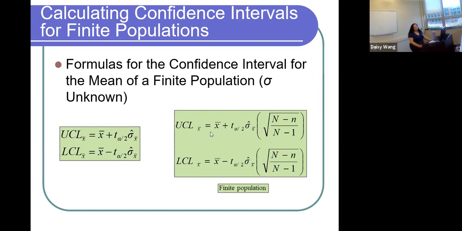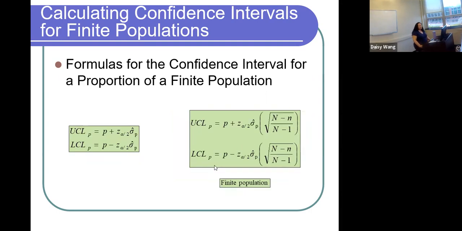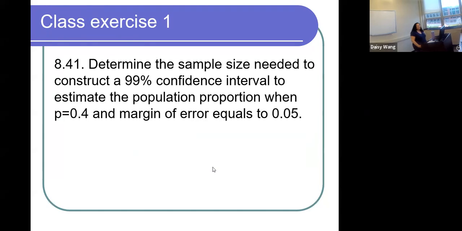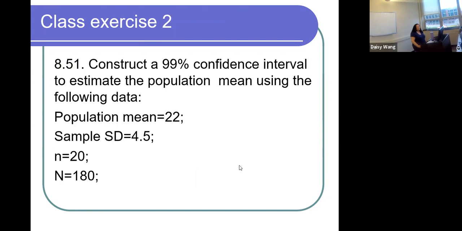For population standard deviation unknown, for T, we also need to adjust that. But it's very rarely we will use this. It's just something that I thought we could mention. This one is similar to how we just calculated, so we can skip it.